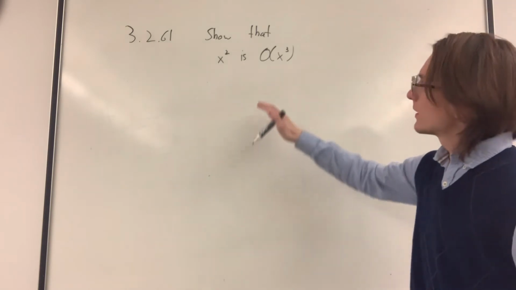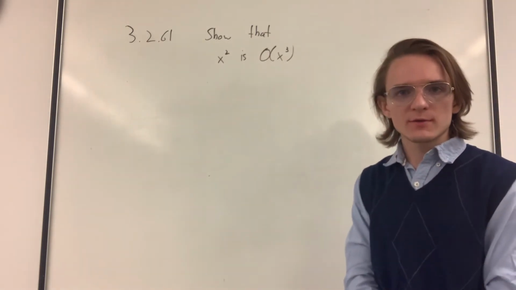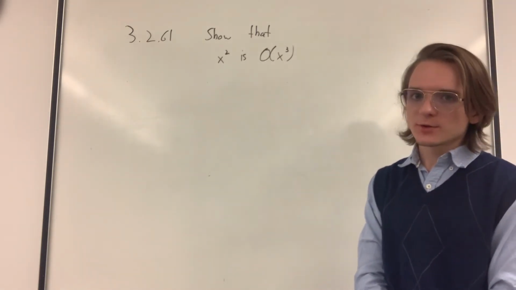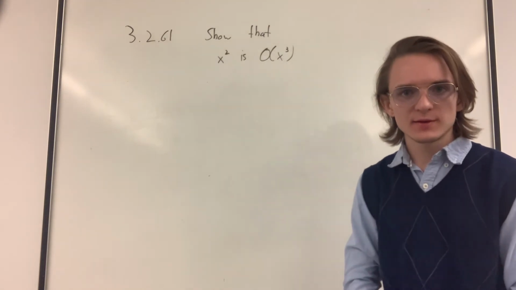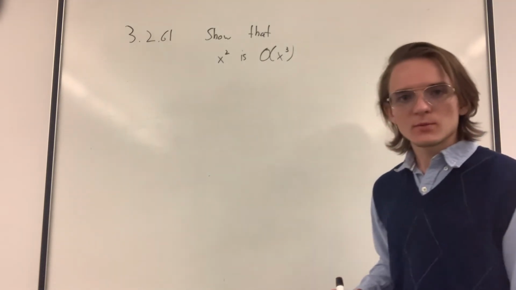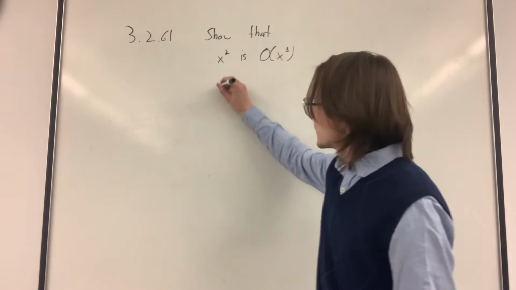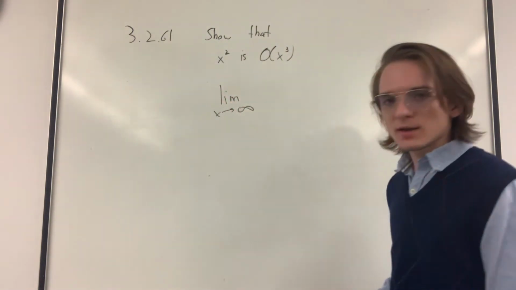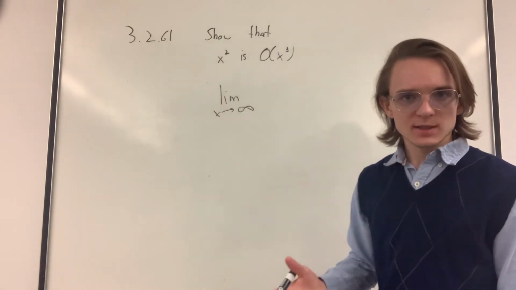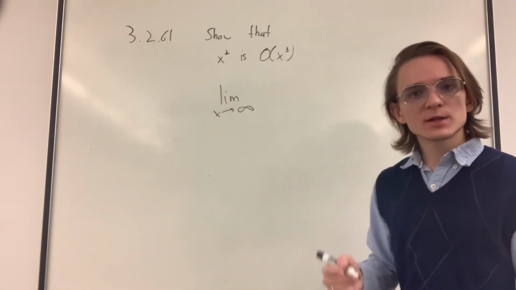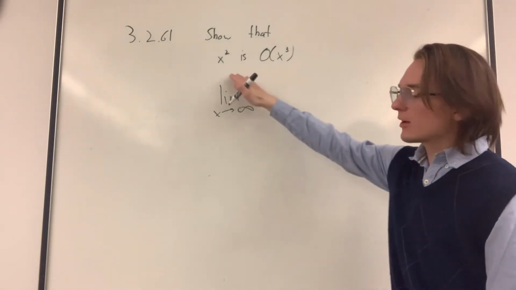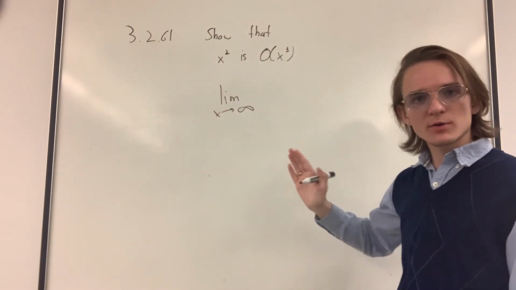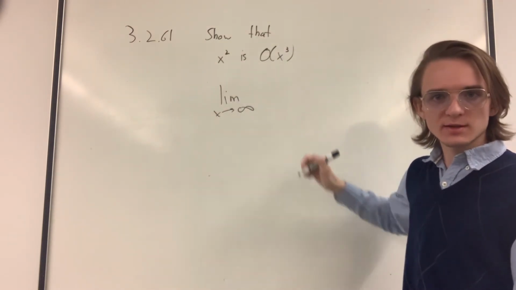Let's show that x squared is big O of x cubed. So to do this, let's use the limit method. If we call back to calculus, we set up a limit like this. We have the limit where x goes to infinity, and we have something on the numerator and something on the denominator. What goes on the numerator is what we're comparing against the big O, and what goes in the parentheses of the big O goes on the denominator.